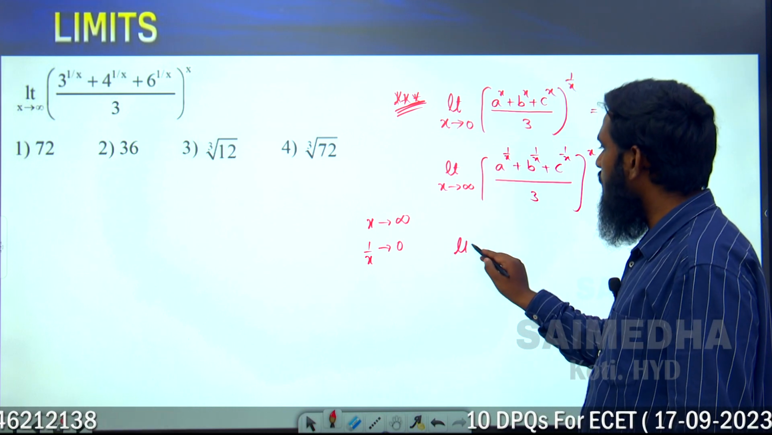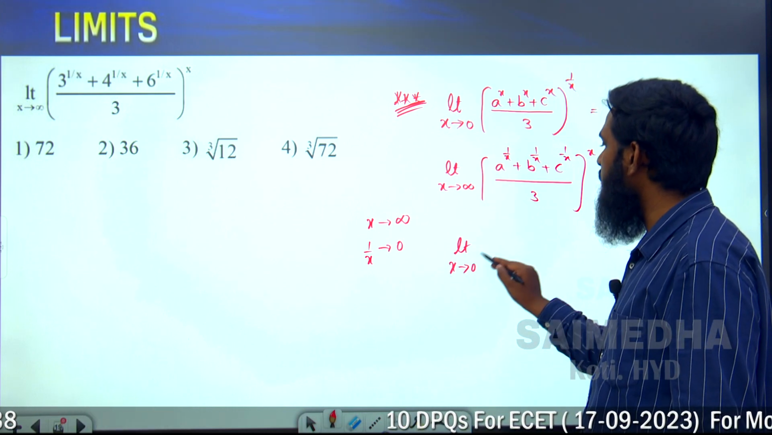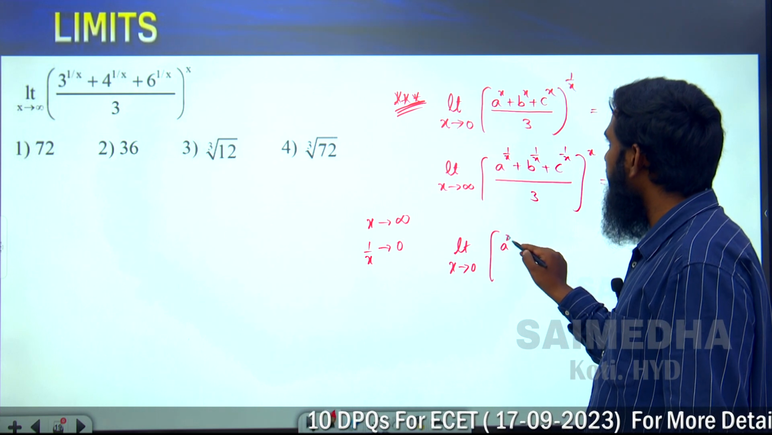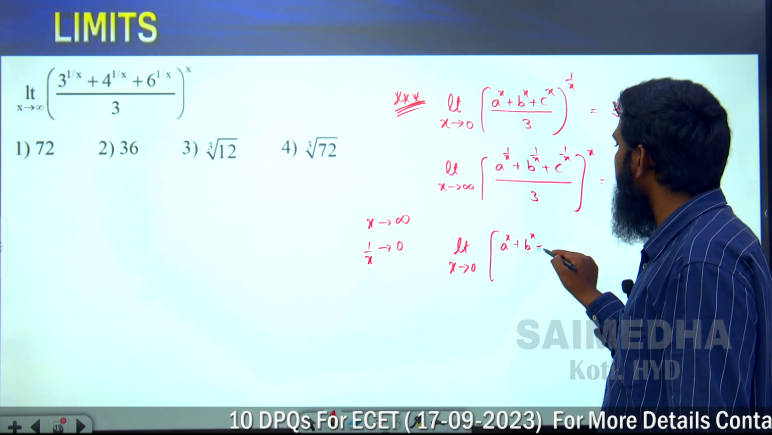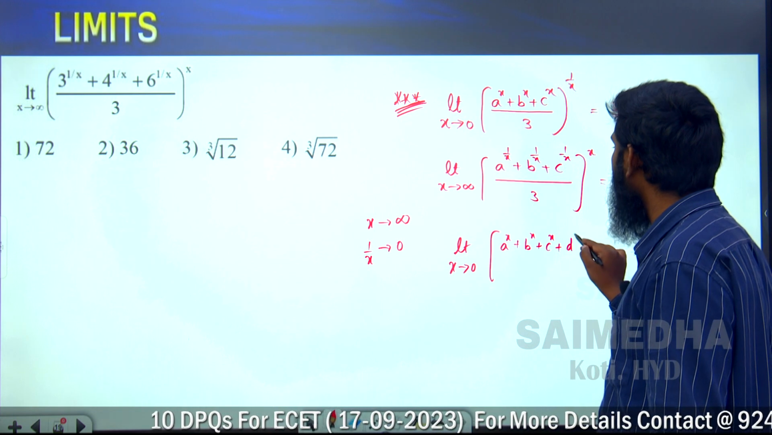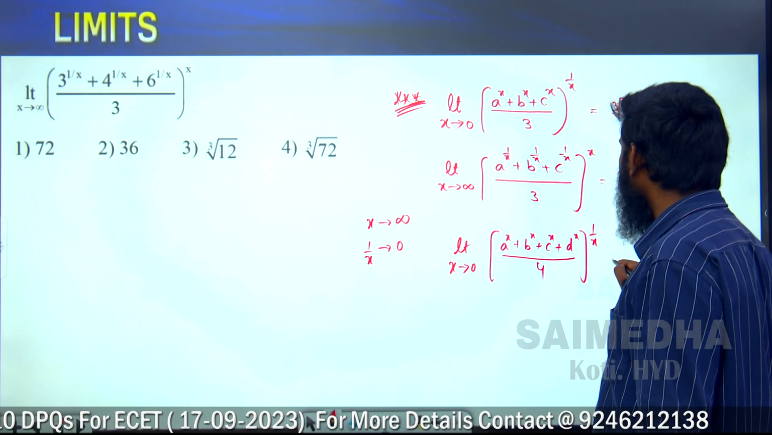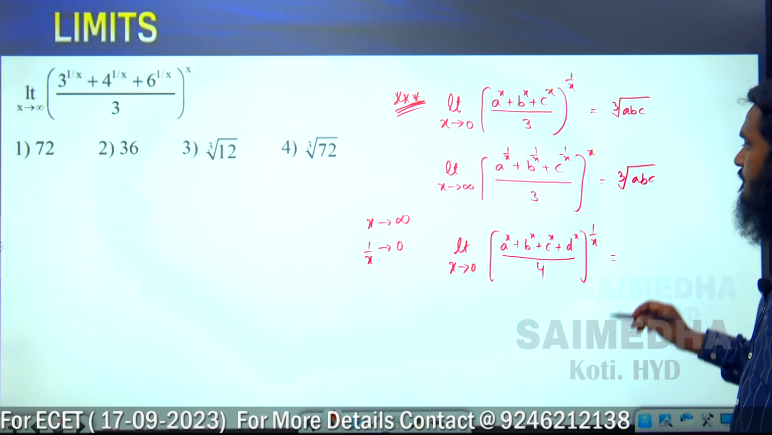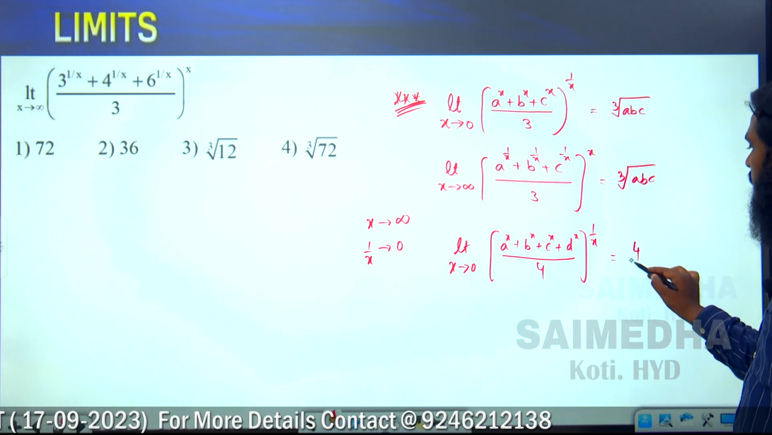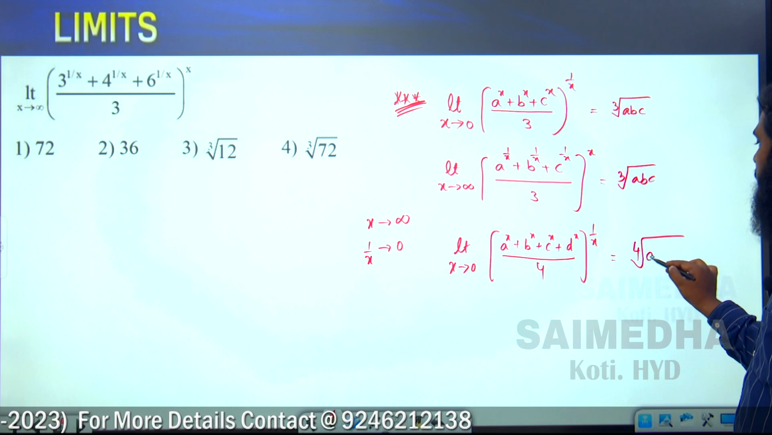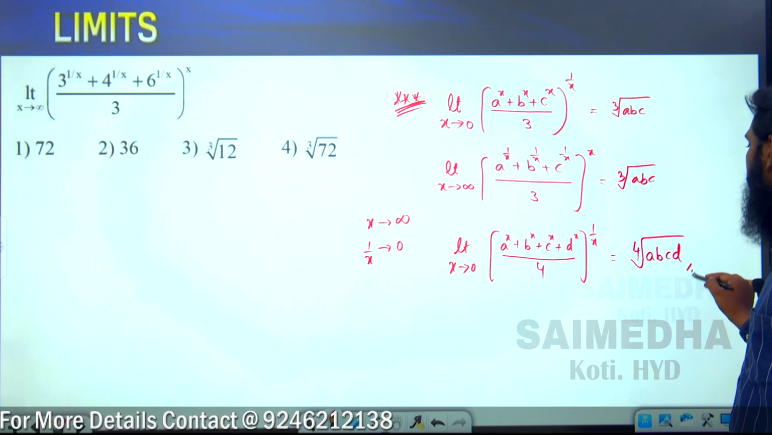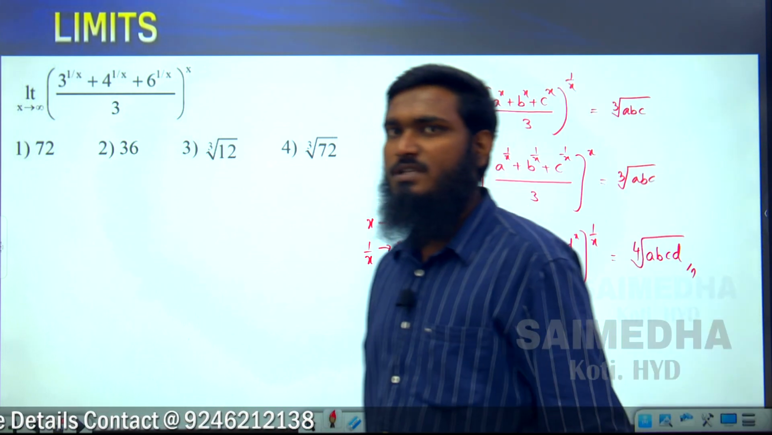Suppose now the question is limit x tends to 0, (a^x + b^x + c^x + d^x) divided by 4, whole power 1 by x. Suppose this is the question we have. Then what can we do now? 4th root, since we have 4 terms. 4th root of abc d. Like this we have to write. Simple. Okay, so this is a shortcut we have.